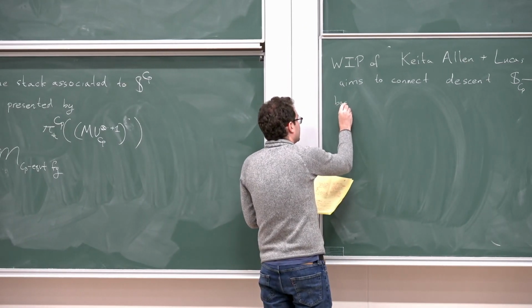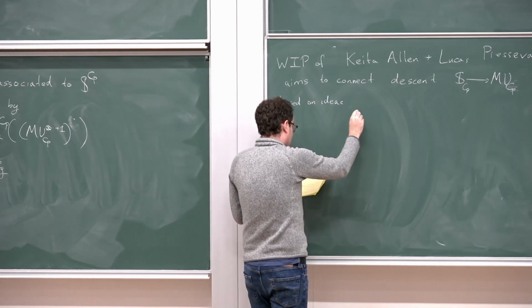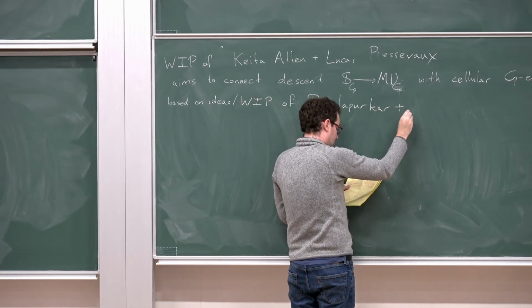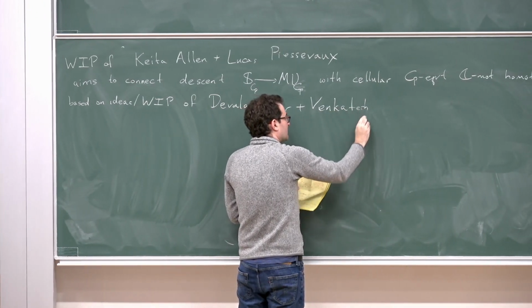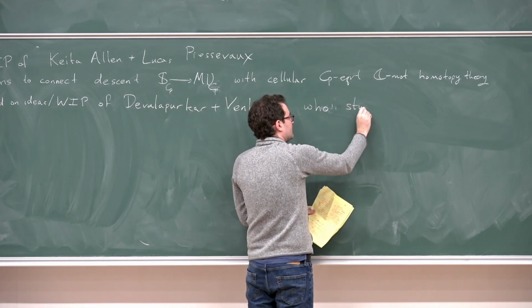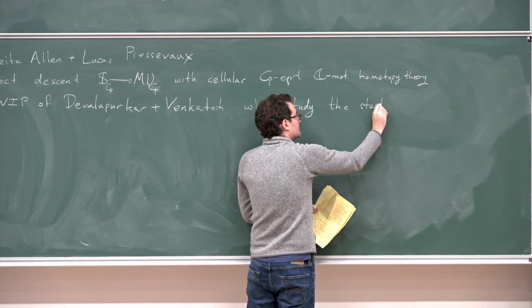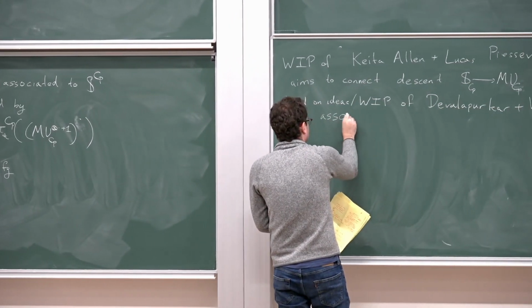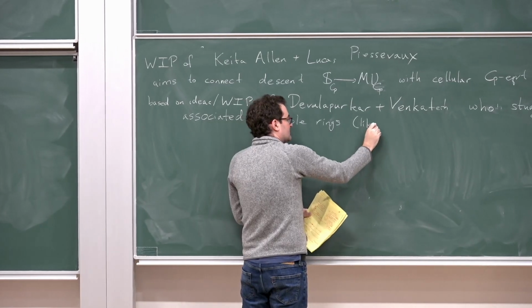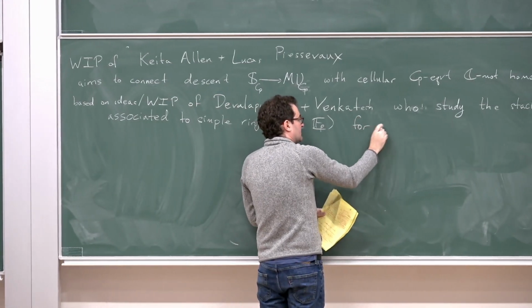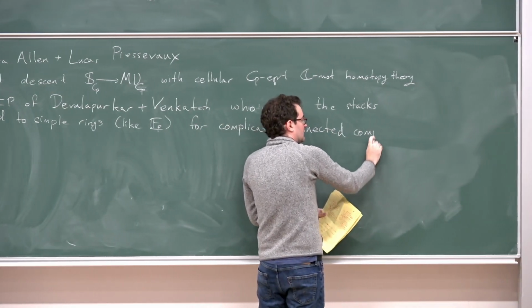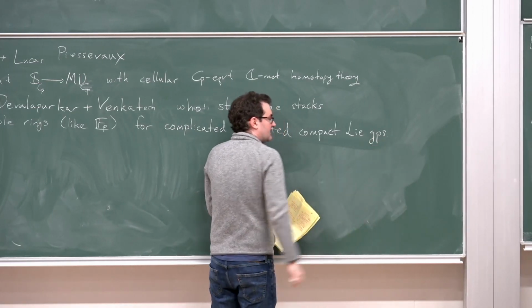And I'll just also say that some of this is based on some ideas, which are also work in progress, for Venkatesh, I spelled that right, who study the stacks associated to simple rings like, say, Eilenberg-MacLane rings for complicated connected compact Lie groups. So you should ask them for the outputs.